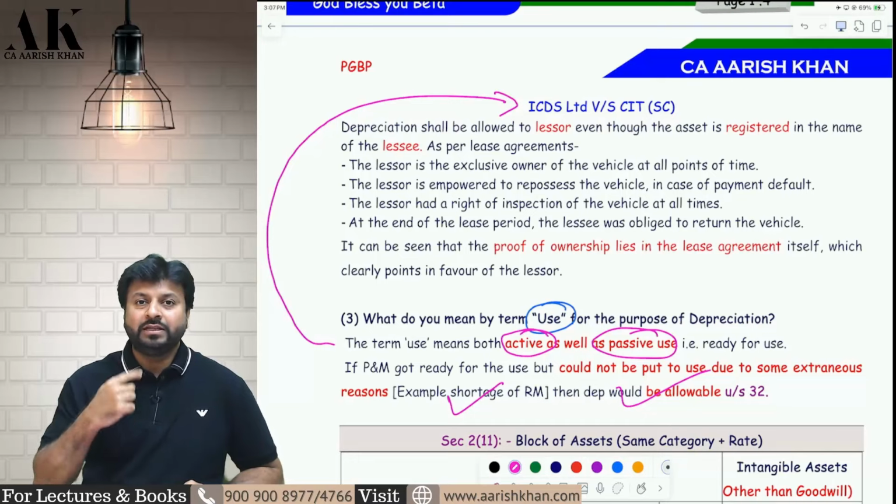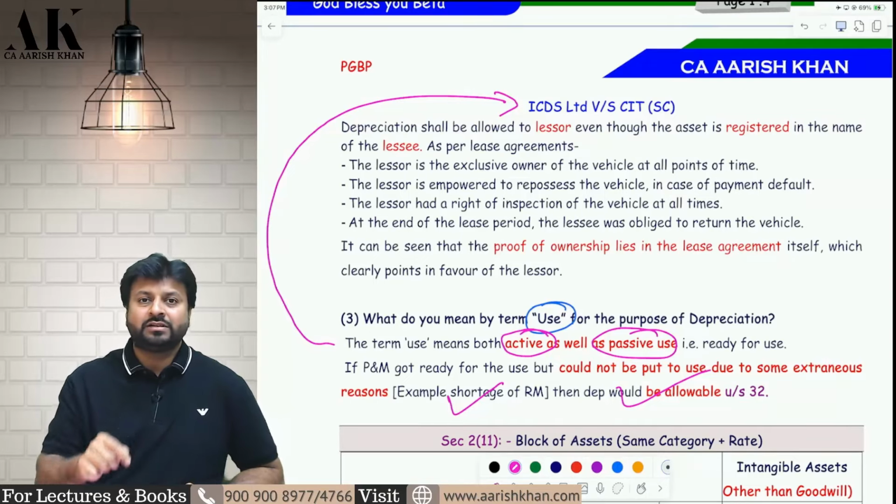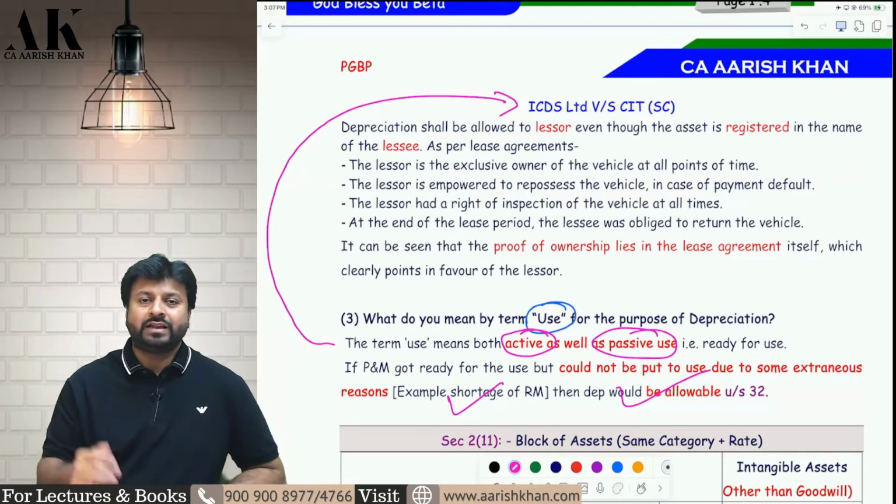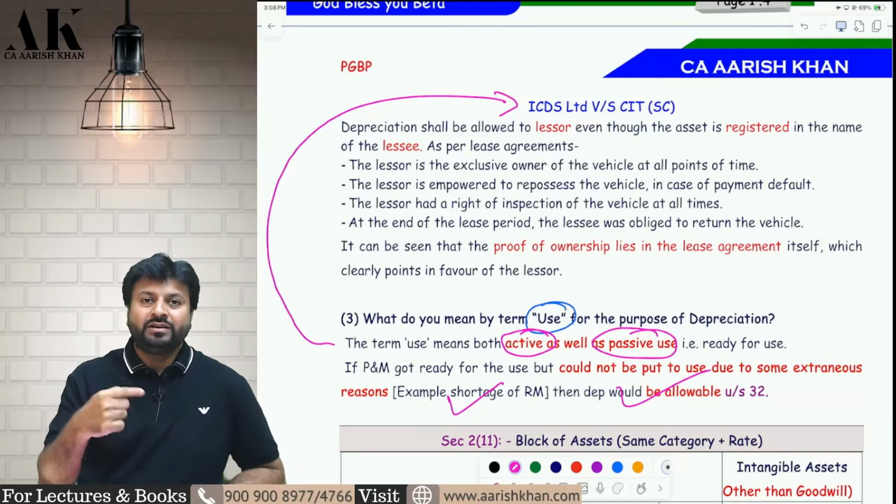First point, owner means what? Beneficial owner and not legal owner. At the end of the lease period, the car will go back to the lessor. It is not the customer's property. It has been just given to the customer for use. And what is written in the Motor Vehicle Act is only relevant for the Motor Vehicle Act. Till the time the customer is using the car, the ownership has to be in the name of the customer. That is the requirement of the Motor Vehicle Act. That cannot be stretched to the Income Tax Act. Therefore, the ownership is in the hands of the company.